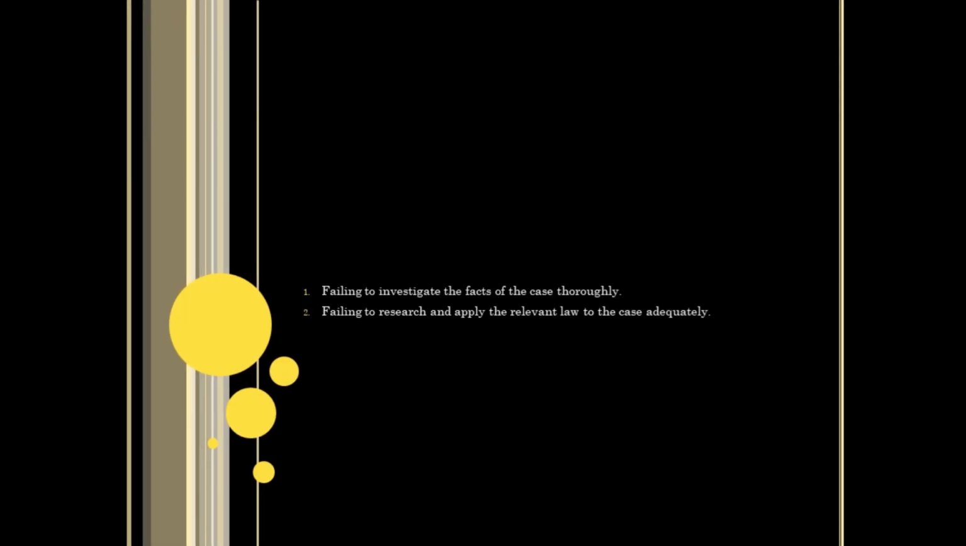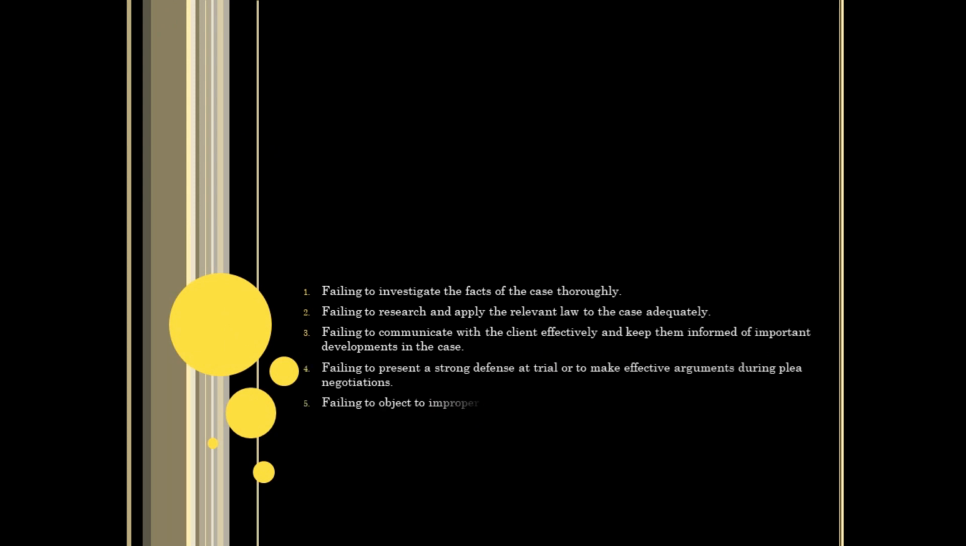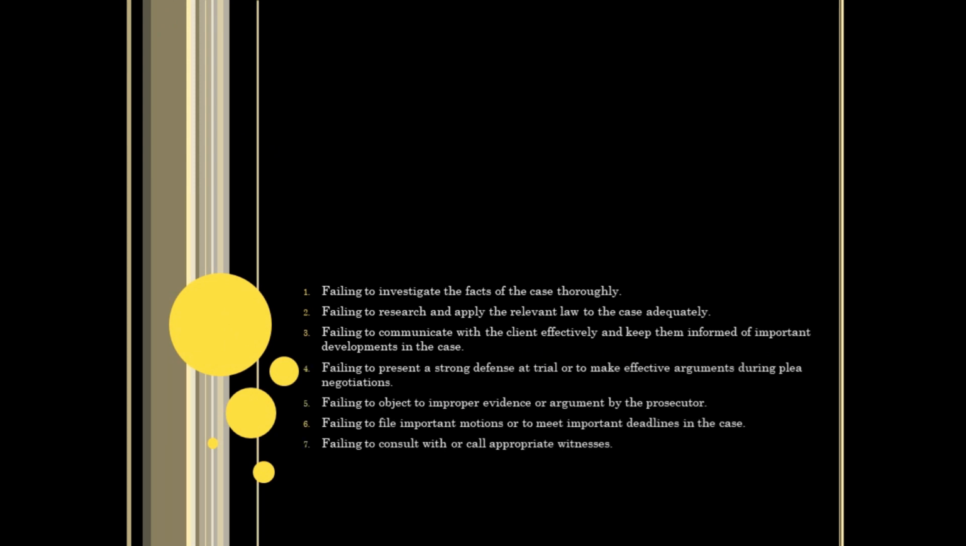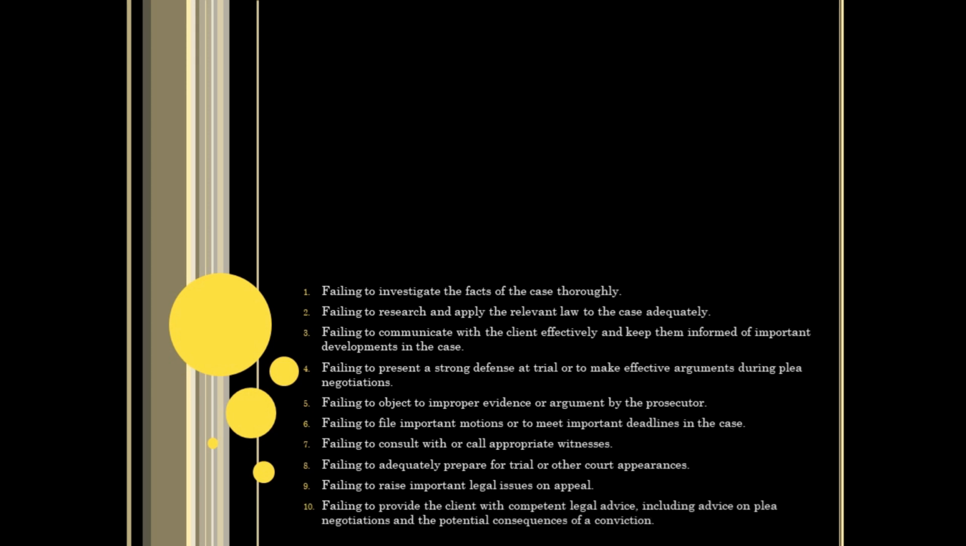1. Failing to investigate the facts of the case thoroughly. 2. Failing to research and apply the relevant law to the case adequately. 3. Failing to communicate with the client effectively and keep them informed of important developments in the case. 4. Failing to present a strong defense at trial or to make effective arguments during plea negotiations. 5. Failing to object to improper evidence or argument by the prosecutor.